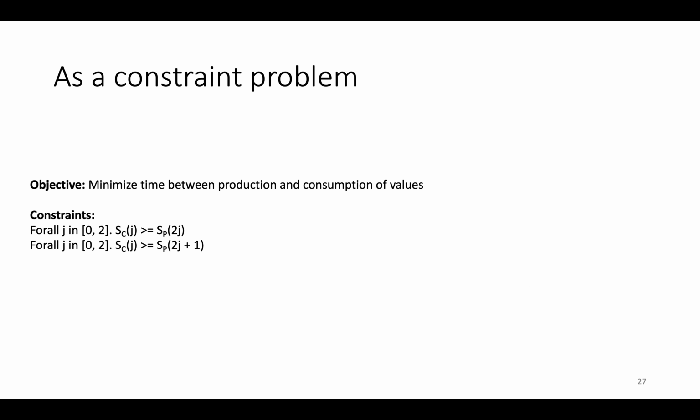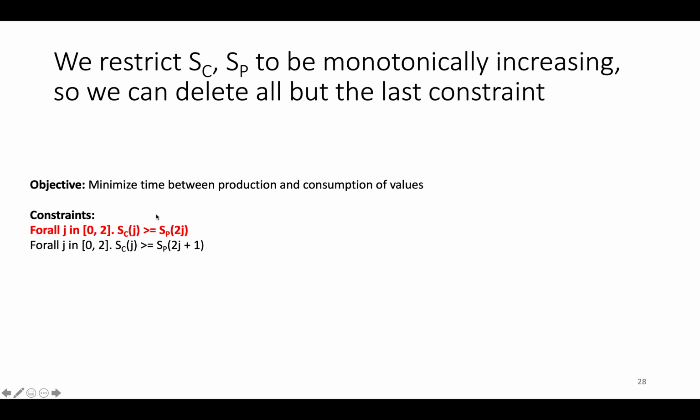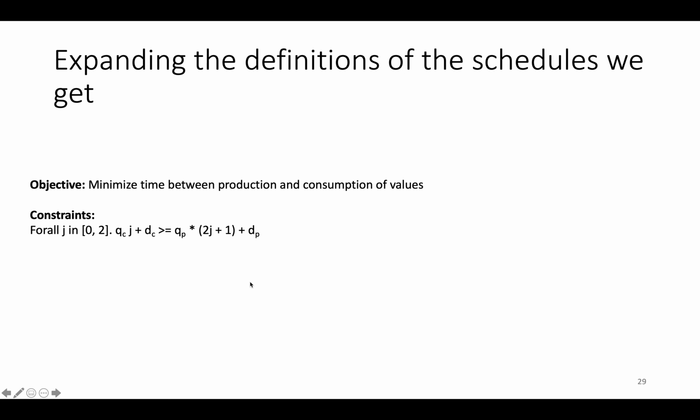So as a constraint problem, what we want to do is minimize the time between production and consumption of values, subject to the constraint that for all j in 0 to 2, basically for all instances of the consumer statement, the consumer statement loop iteration is after both of its data dependencies. Now we're going to restrict SC and SP to be monotonically increasing, so we can actually delete all but the last constraint. Because if SC happens after 2j plus 1, and SC and SP are monotonically increasing, then SP of 2j plus 1 is greater than or equal to SP of 2j, which implies this inequality.